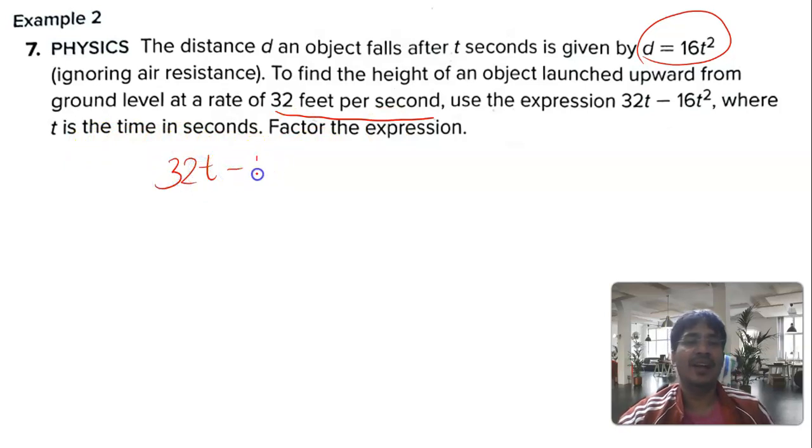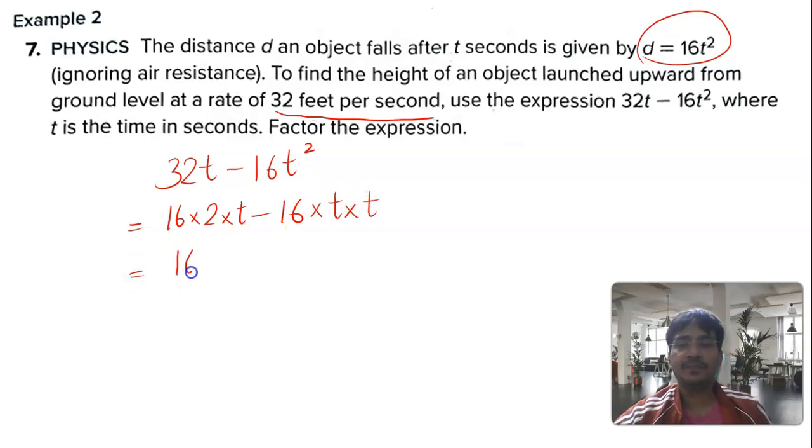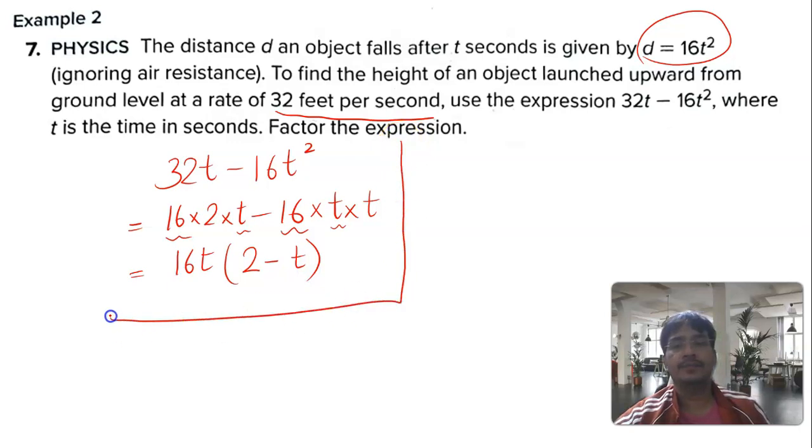And as you see, 32 and 16, 16 times 2 is 32. It's so easy. So I write 32t as 16 times 2 times t, and then I write t square as t times t. So what I'm left with is I'll take 16 common out, and I can take t also out. So 16 and t, they are common. So inside I'll get 2 minus t, and that's it. So easy peasy. You can easily get 4 marks or 5 marks for this question.